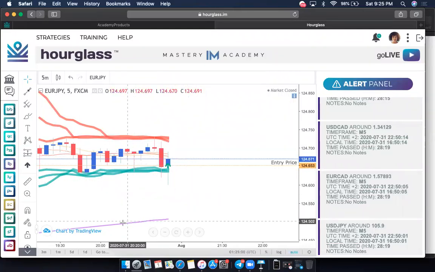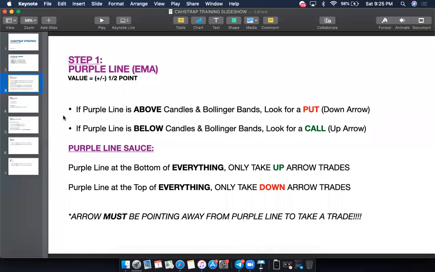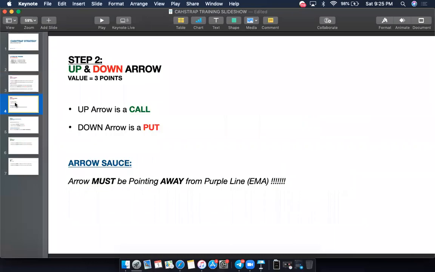So the purple line is at the bottom. We have our up arrow. Perfect. That's exactly what we want to look for. That's the first thing that you look for. If you don't have that, you go on to the next trade. So step one goes right in line with step two, identifying the arrow. Is it an up or down arrow?